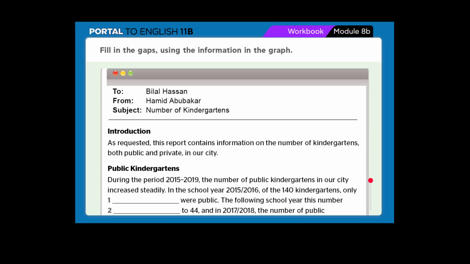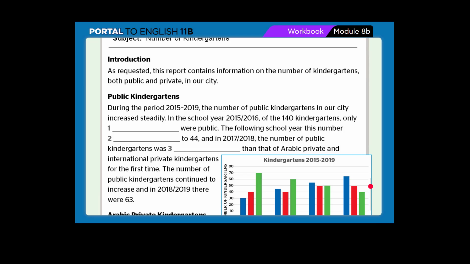This report is addressed to Bilal Hassan and it was written by Hamid Abu Bakr. And what about the subject? It's the number of kindergartens. Let's read the report. Introduction. As requested, this report contains information on the number of kindergartens, both public and private, in our city.